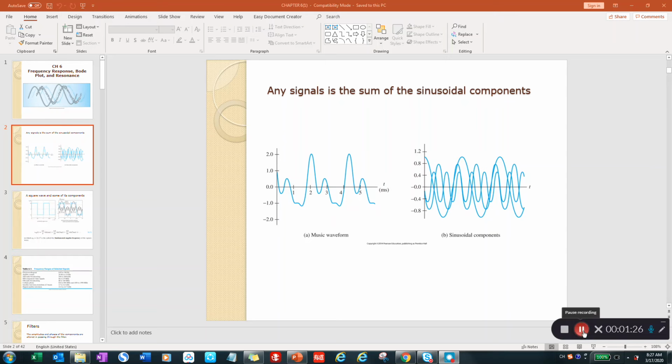We know that if you use the Fourier transform to analyze the signal, you may get the frequency information. You transform your signal to the frequency domain, and then you can see the sinusoidal components.